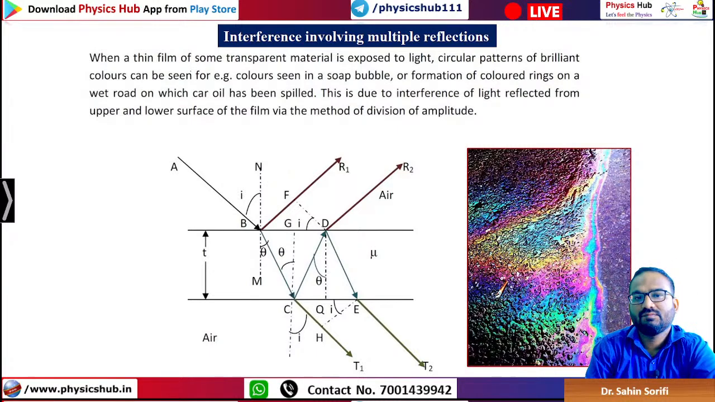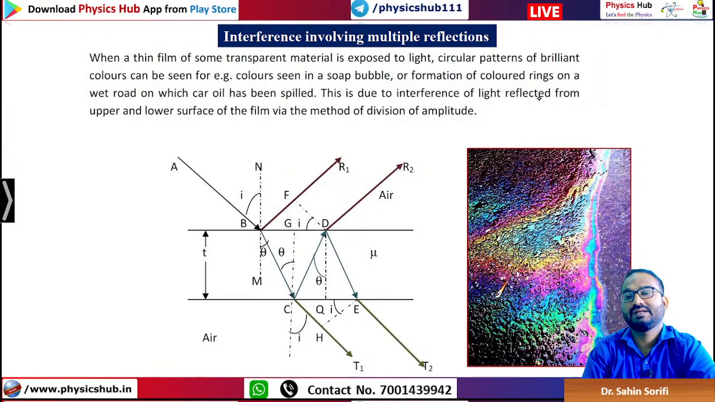So when a thin film of some transparent material is exposed to light, circular patterns of brilliant colors can be seen. For example, colors seen on a soap bubble, or formation of colored rings on a wet road on which car oil has been spilled. This is due to the interference of light reflected from the upper and lower surface of the film by a method of division of amplitude. This one is very important.